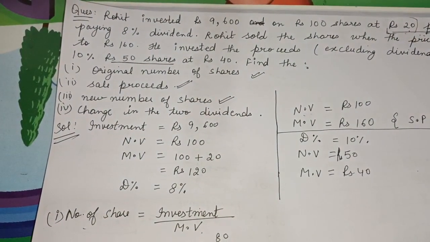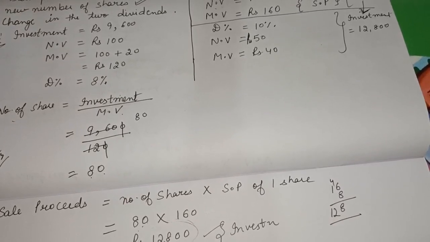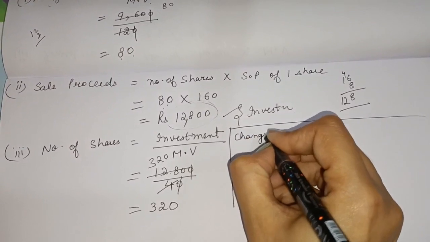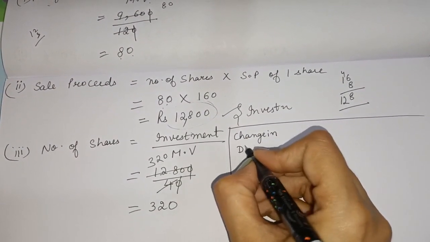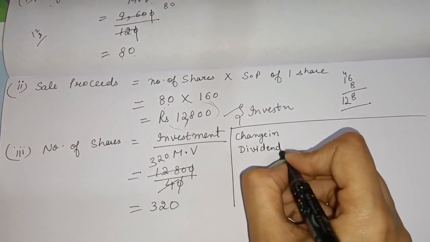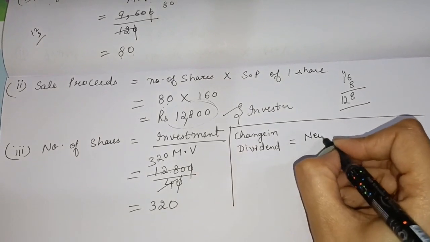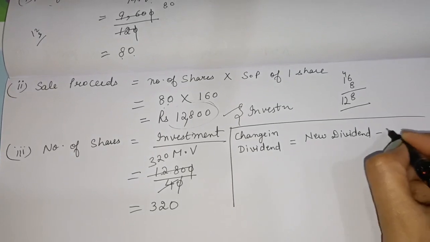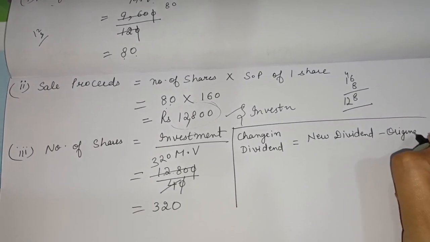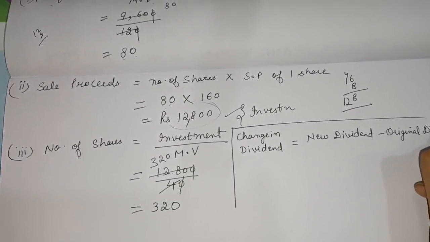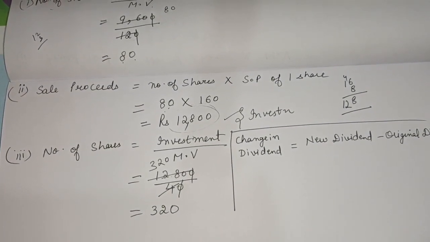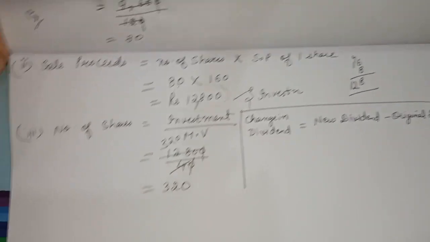Now the last part is change in dividends. So this type of question also we have done earlier. So change in dividend, when we have to find, earlier also I told you that will be equals to new dividend minus original dividend. How to find new dividend and original dividend?